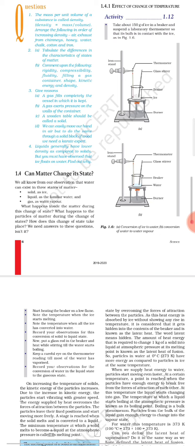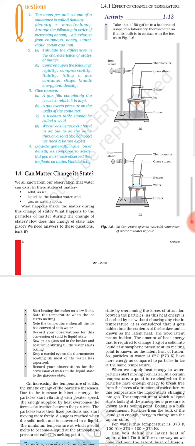So the first question is: the mass per unit volume of a substance is called density. Arrange the following in order of increasing density: air, exhaust from chimneys, honey, water, chalk, cotton and iron. I think you can easily do this because you only have to arrange them on the basis of density in increasing order. Just for a hint, air has the lowest density, and iron has the highest density. The rest of the things I hope you will be able to arrange.